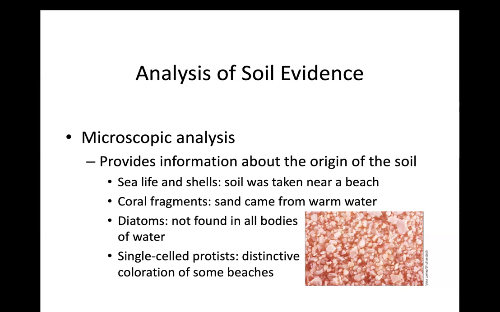Coral fragments can indicate that the sand came from warm water. The sand-like remains of the cell walls of diatoms can also provide information on the soil's origin, because diatoms are not found in all bodies of water. Other microscopic single-celled protists, known as forams, have pink or perforated shells, which give some beaches in the Bahamas the distinctive pink coloration, as you can see here in the figure.